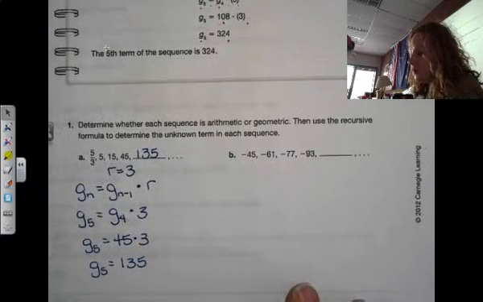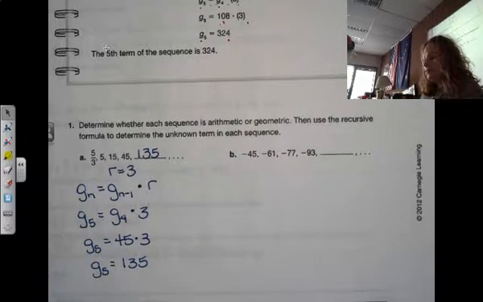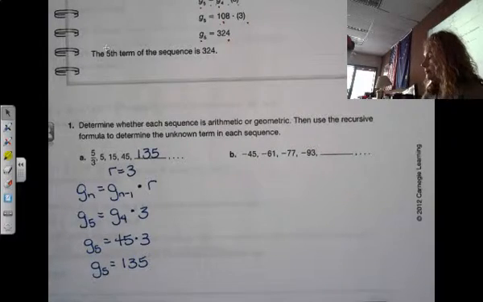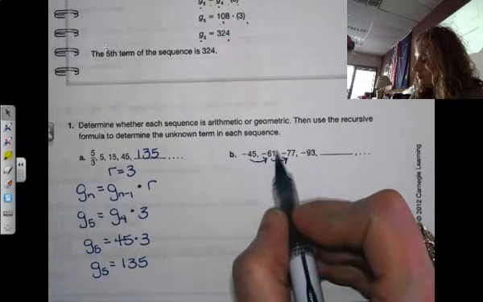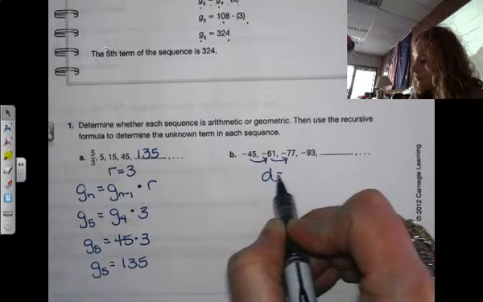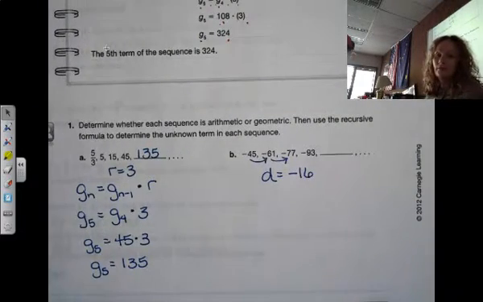Okay. So could you and your elbow partner try B? First, you have to decide if it's arithmetic or geometric. I heard an arithmetic. Yes, it is. Because what are we doing? Adding. It's adding negative 16, because they keep getting more and more negative, right? So if it's arithmetic, we have a common difference, right? All right, you work with your elbow partners, and I'm going to elbow partner myself up here.